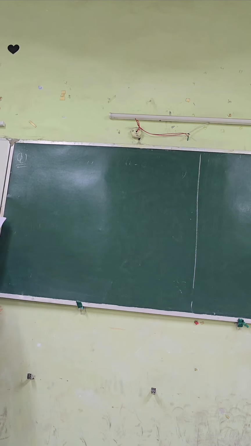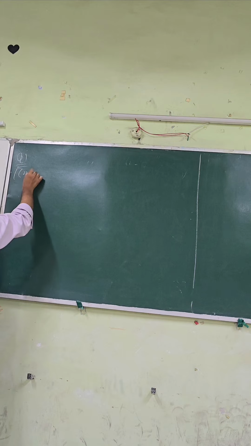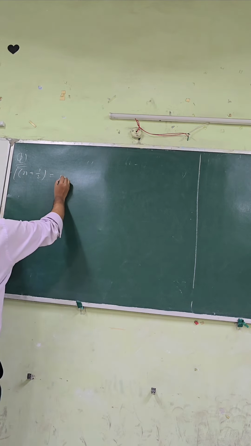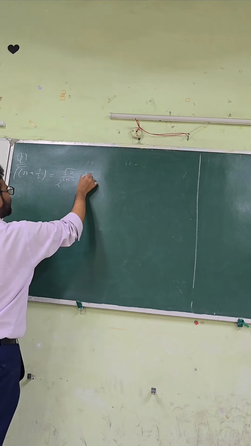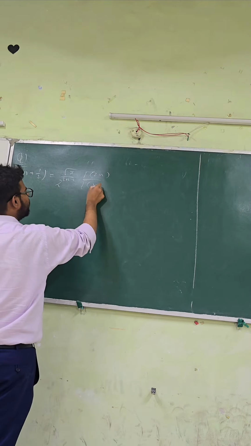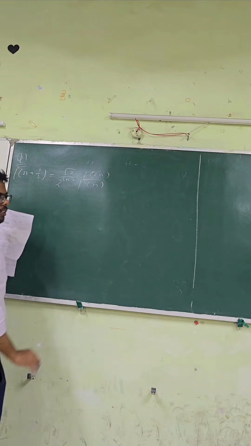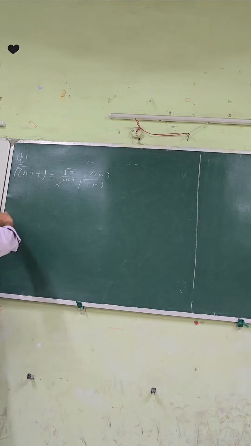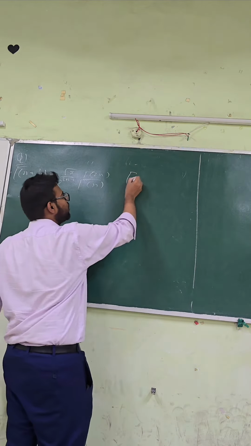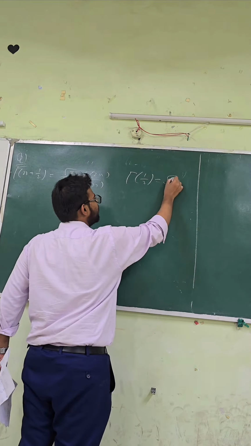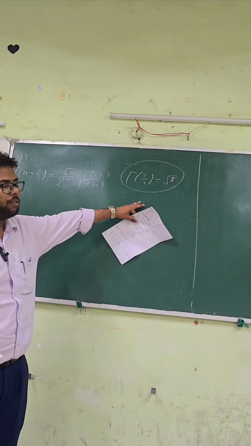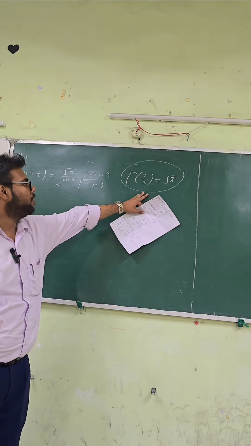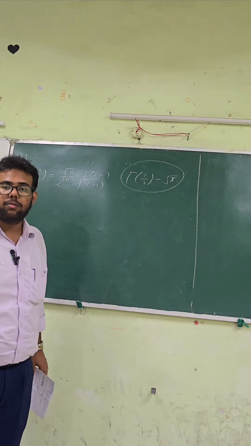Let's see the question. Gamma of n plus 1 by 2 is equal to root pi by 2 to the power 2n minus 1, times gamma of 2n by gamma of n. We need to prove it. So how do we prove it? Let's see. The proof that gamma of 1 by 2 is equal to root pi is really important, but I won't discuss it right now because we don't have time. That is why you should watch my integral calculus video, in which I have covered this and many other questions.